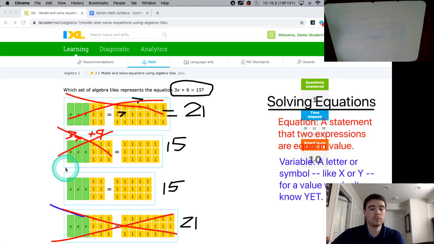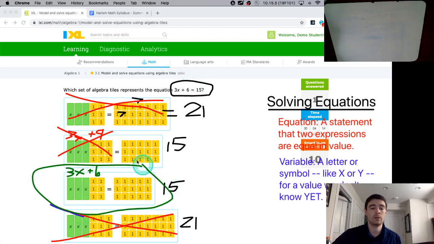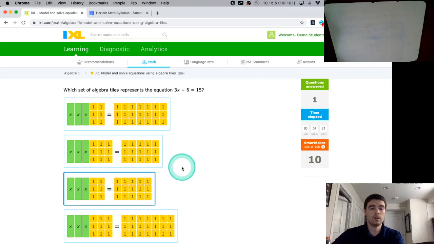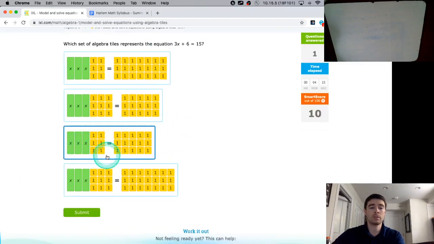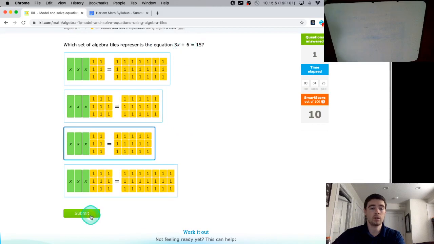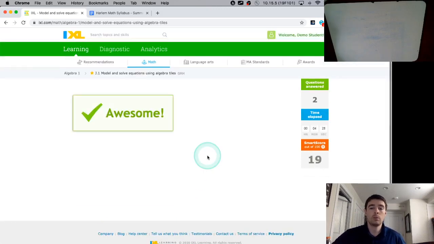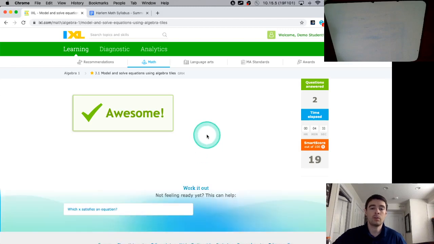But here we see ultimately, on the third option, this one has 3x tiles, and it has 6 one-value tiles, so that would be a plus 6. And that's how we see that this one has the 3x plus 6 on the left side, the 15 on the right side, and that's how I know this is my correct answer. So I'm going to go ahead and select that third one, 3x plus 6 equals 15. Those tiles model that situation. We're going to show 1 or 2 more examples here, but we're not going to go too deep on this because I think J1 is pretty straightforward.